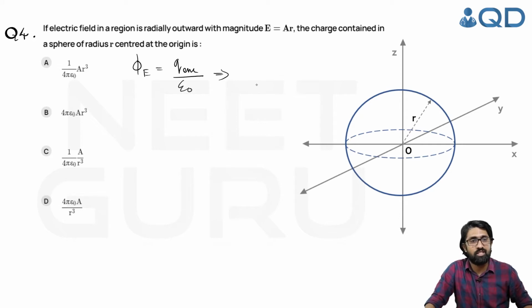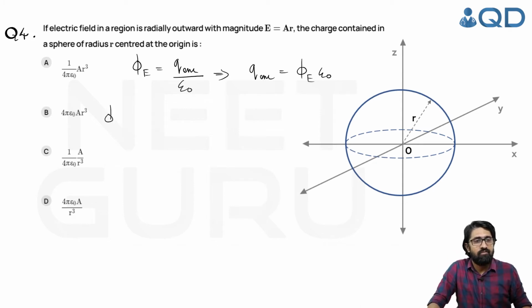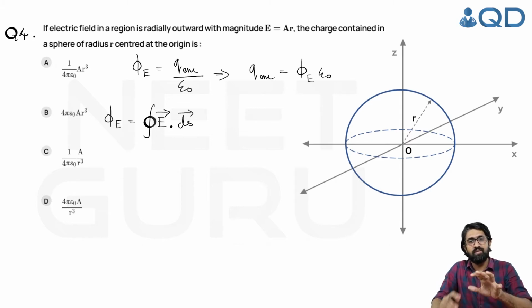So we can say that from this expression, Q enclosed will be equal to phi e, the electric flux passing through that Gaussian surface, multiplied with epsilon naught. So to go any further, we should find the electric flux passing through this closed Gaussian surface, and that is the spherical surface here. To do that, we know that phi e is equal to closed surface integral E vector dot ds vector throughout this spherical surface here.